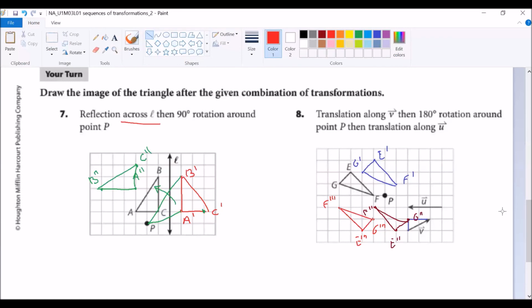Okay, that's a composition of transformations, or they're calling it a combination of transformations. But it's a sequence of transformations, and we just took care of that. So that's our video for tonight.